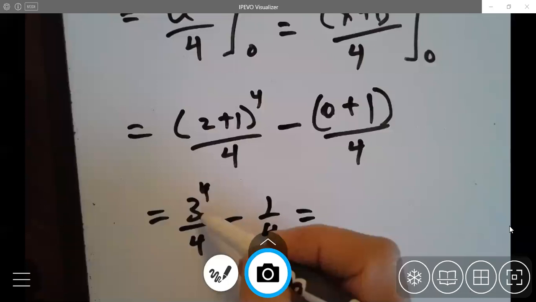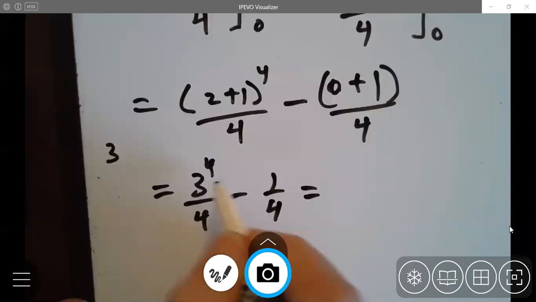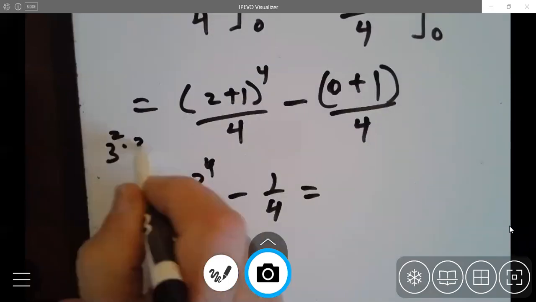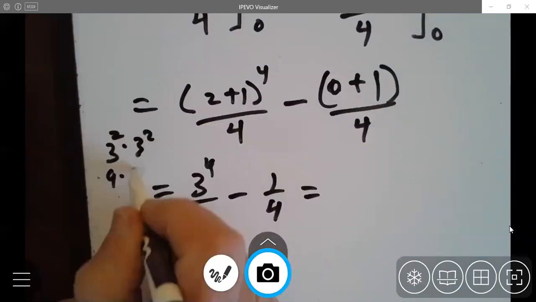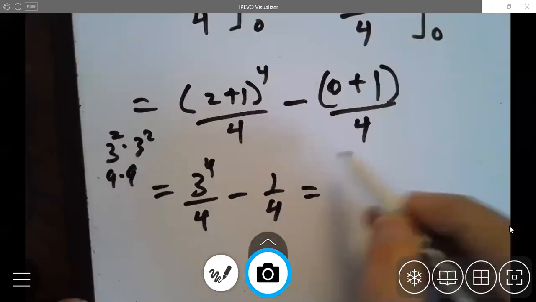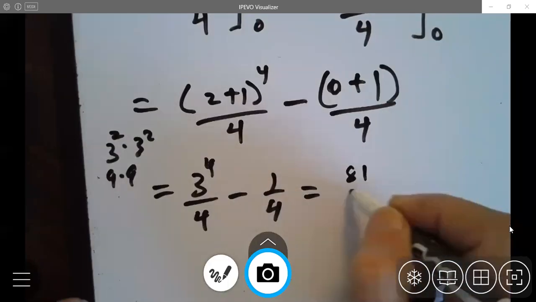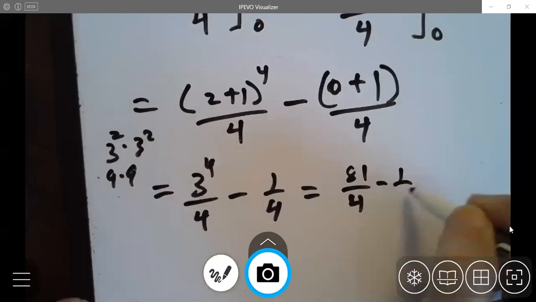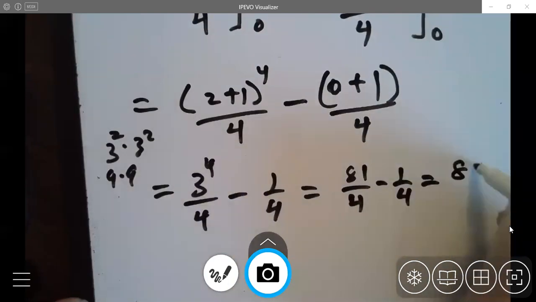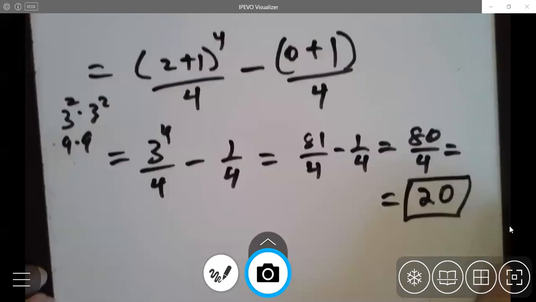Well, 3 to the 4th is 81. You could look at this as 3 squared times 3 squared, right? 3 squared is 9, so 9 times 9 is 81. So that might be an easy way for you to remember that 3 to the 4th is 81. So that's 81 over 4 minus 1 over 4, which is 80 over 4. And so that's going to be 20. And that's our answer. Okay. Questions with that?